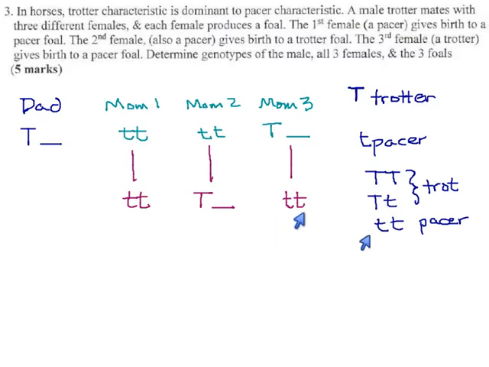Well, we've got 2 of the foals already. Pacers are easy. Pacers are automatically little t's, and we have 2 of the moms because they're pacers also. We have one mystery foal down here, and we have dad and mom 3 where we don't know everything. Let's see if we can fill in some of those blanks.